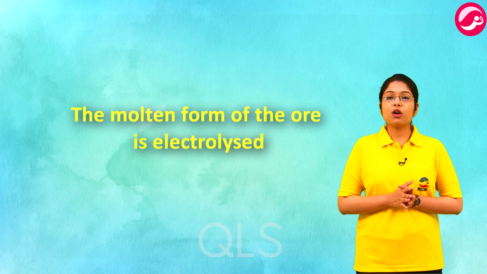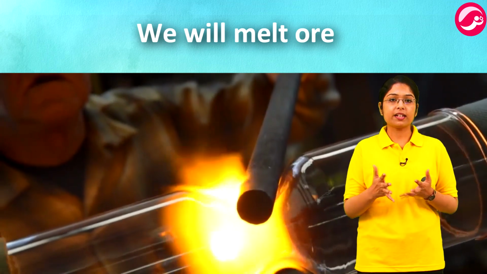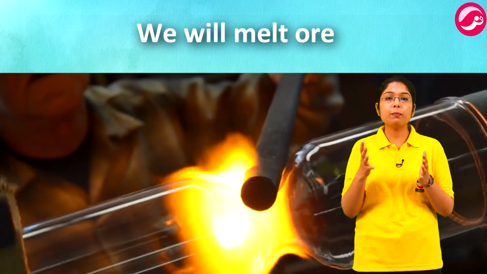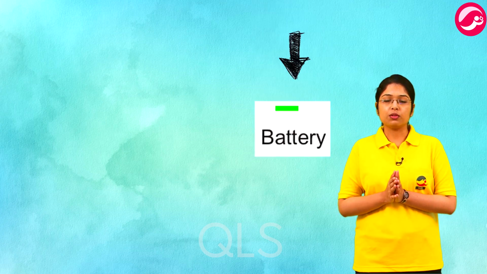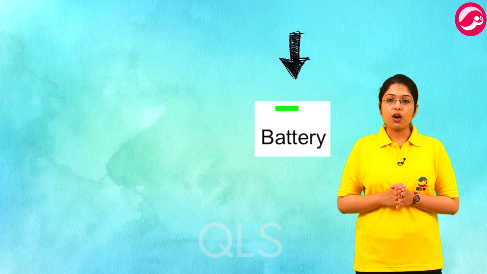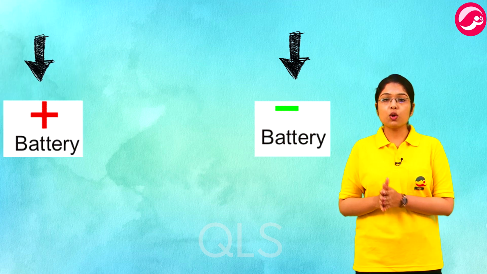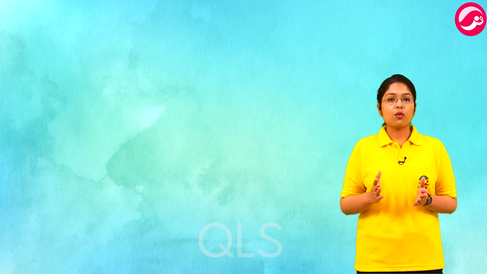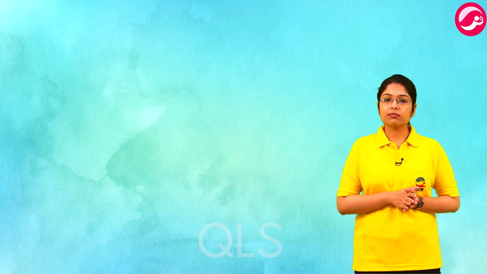The molten form of the ore is electrolyzed. जो हम ओर एक्सट्रैक्ट करते हैं उसे हम मेल्ट करेंगे, उसको हाई टेम्परेचर देकर उसको मेल्ट करेंगे. Then the metals get deposited around cathode, the negatively charged electrode, while the other parts of the ore get deposited at anode, positively charged electrode. Why so? Why metals get deposited around cathode only?